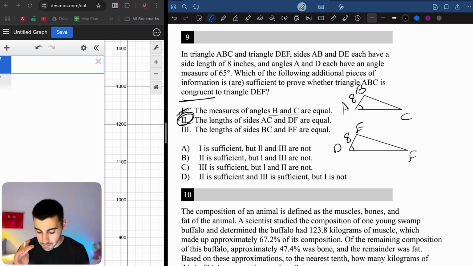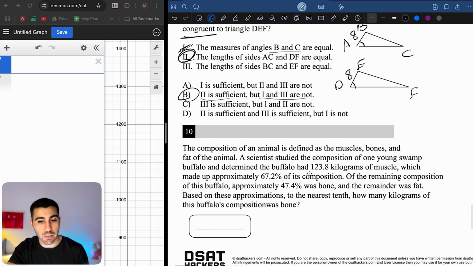Always be careful of that. It's always testing you like that, that rule of whether the angle is between or not. So it's only the second one, choice B. 2 is sufficient, but 1 and 3 are not. That is the correct answer for this one.